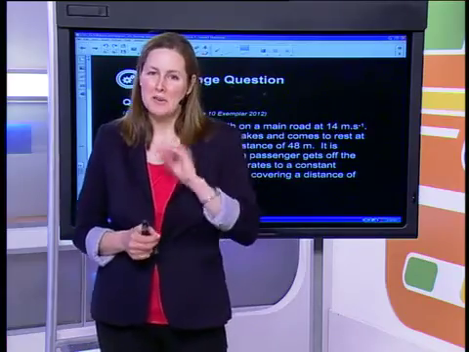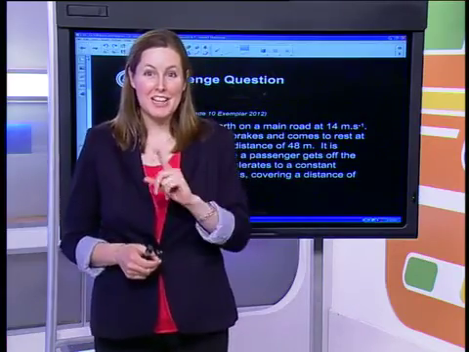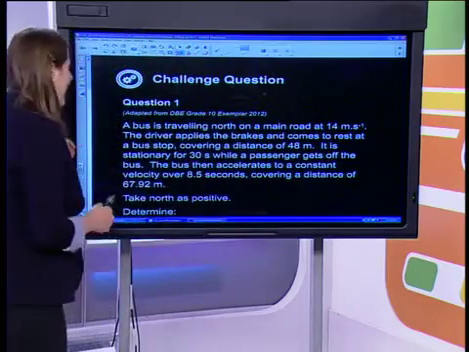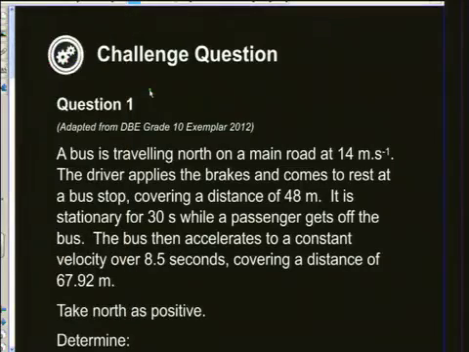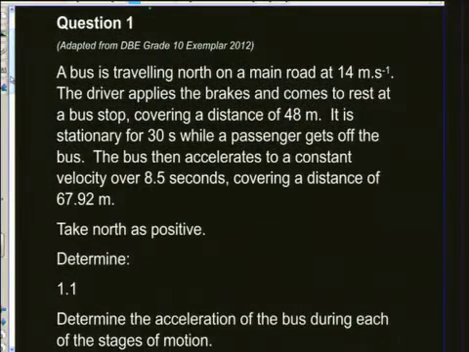So mindset, we're going through that challenge question. We're going to tackle it now. And again, it's coming from past papers. So it's always valuable to do as many types of questions as possible. This is an exemplar question.